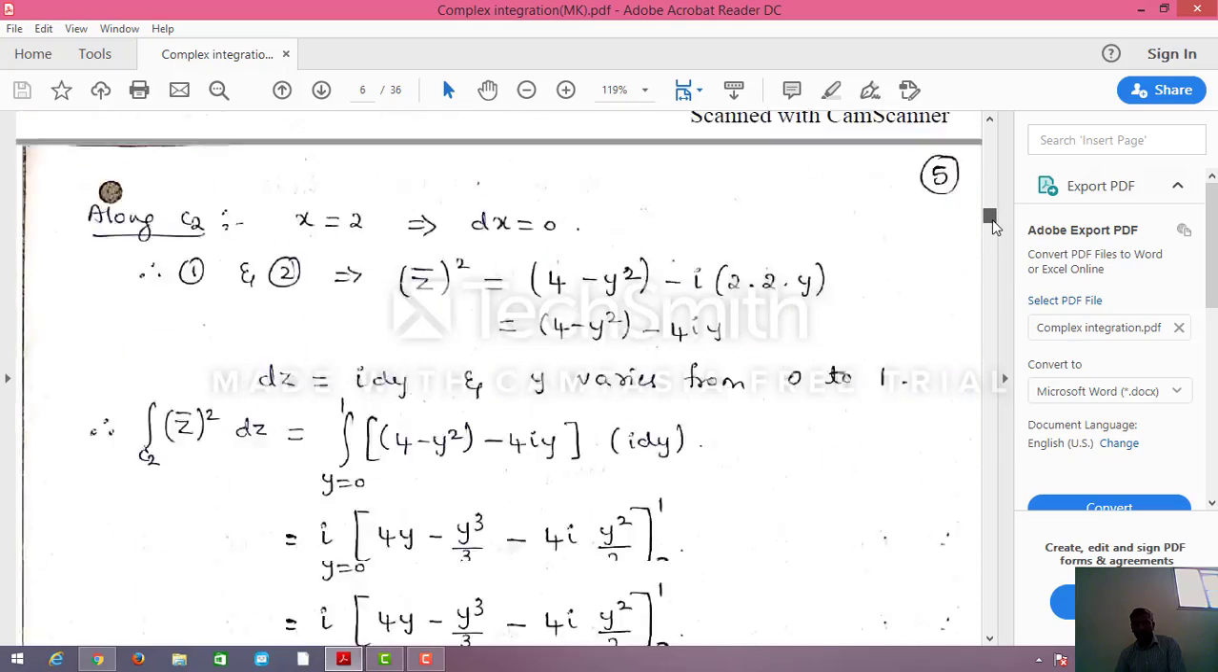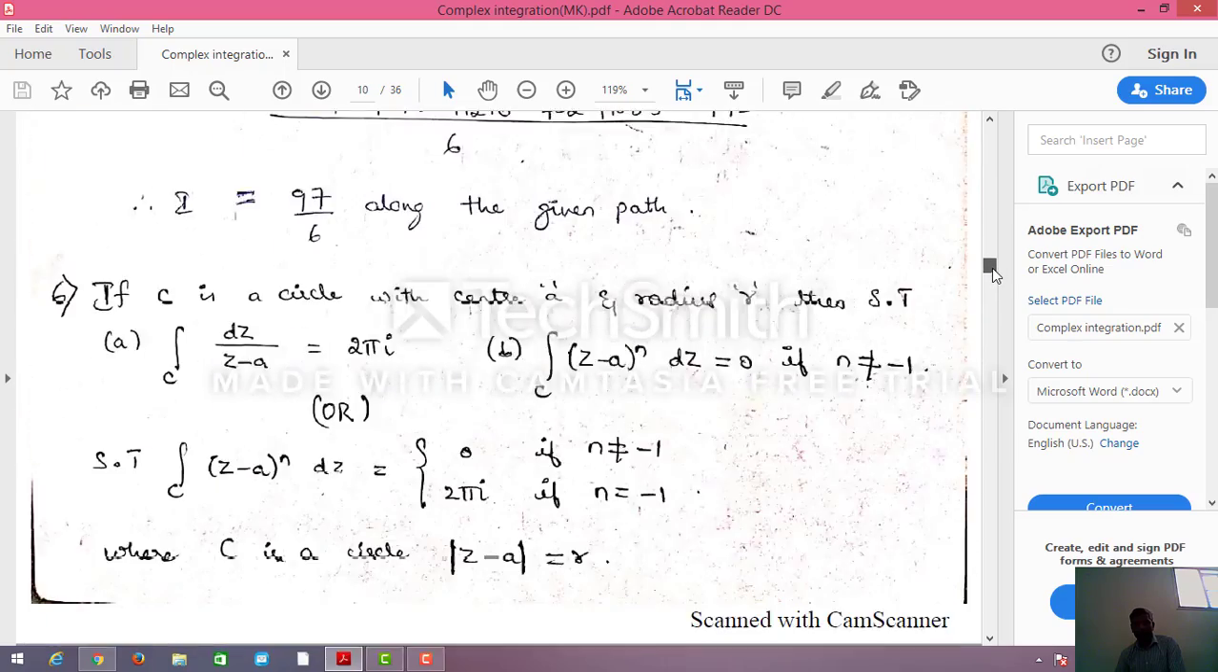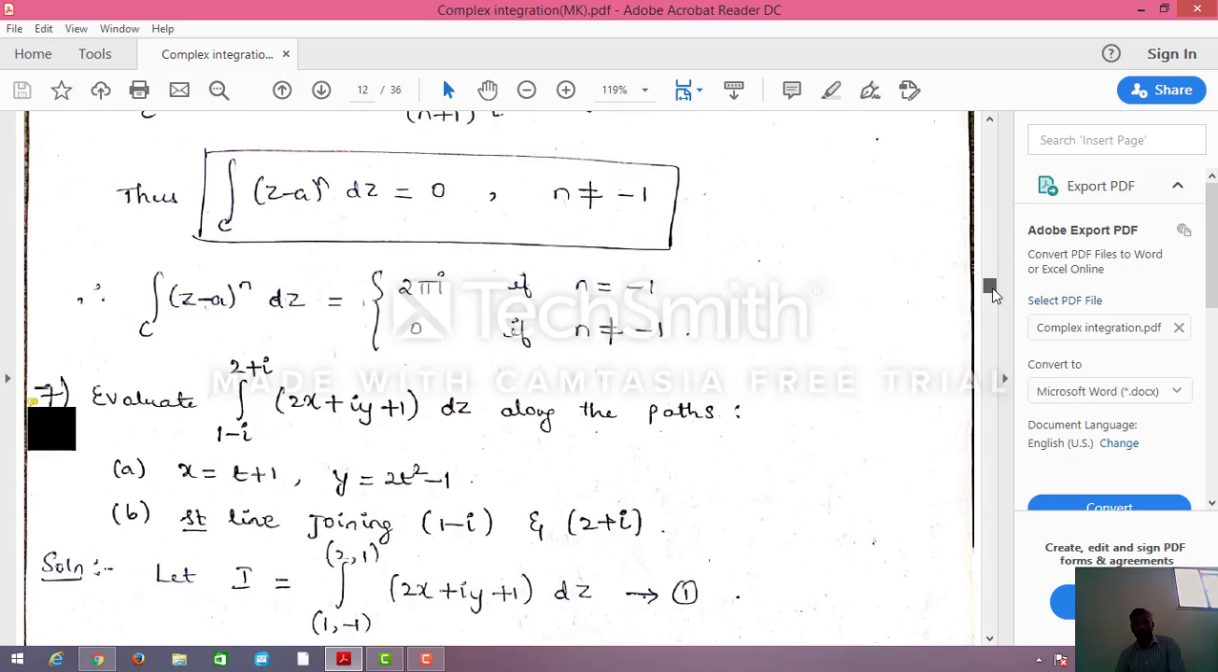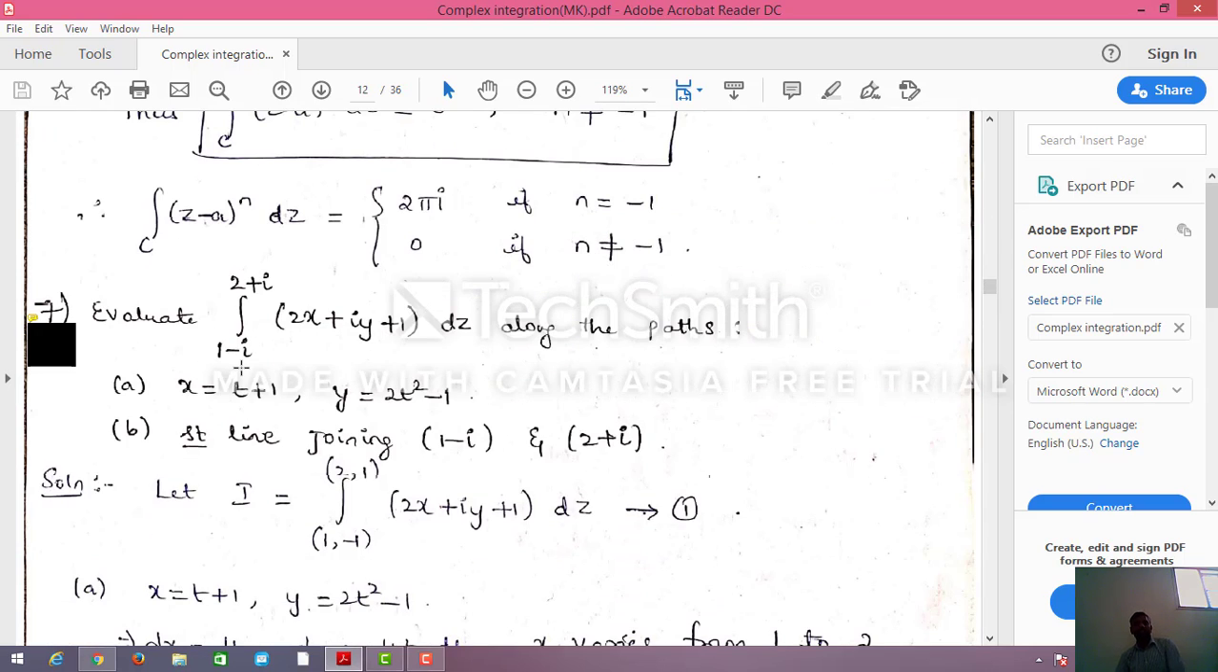One more problem we will see in this. See, evaluate the integral from 1 minus i to 2 plus i of 2x plus iy plus 1 into dz along the paths. Here they have given x equal to t plus 1, y equal to 2t square minus 1. Another one should be the straight line joining 1 minus i and 2 plus i.